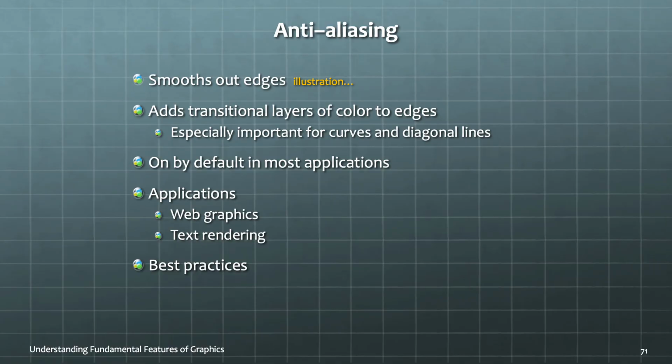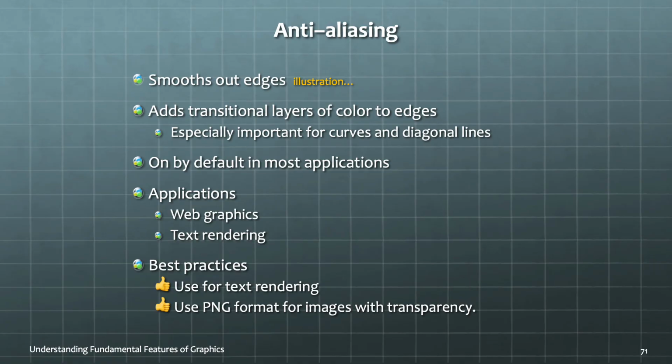The best practices for anti-aliasing are: use it for text rendering. Anti-aliasing is crucial for clear and readable text, especially on high-resolution displays or in web browsers. Photoshop has different options for anti-aliasing text that you might want to try out. And for images with transparency, use PNG format. It intelligently handles anti-aliasing.